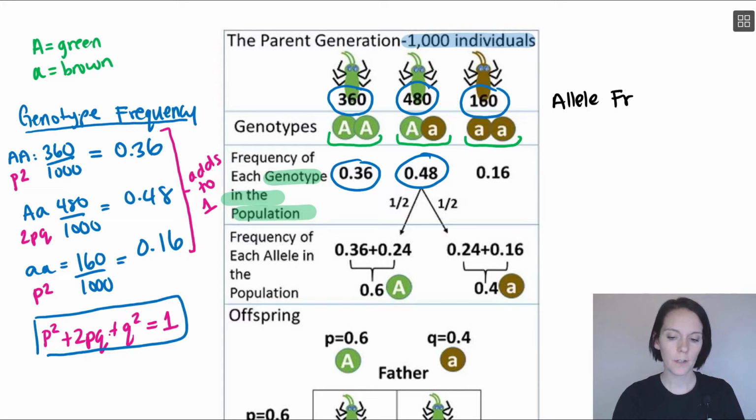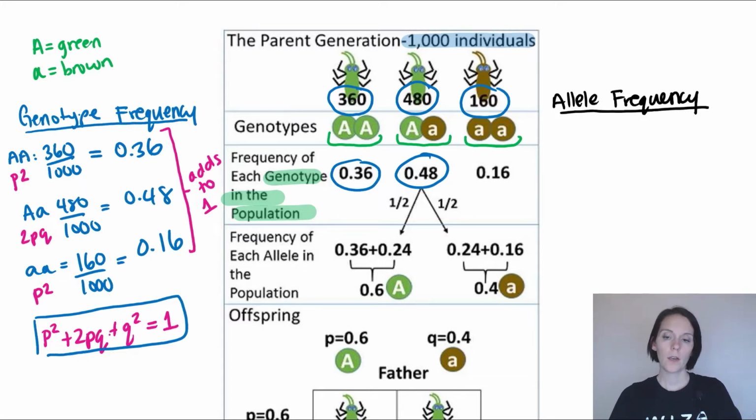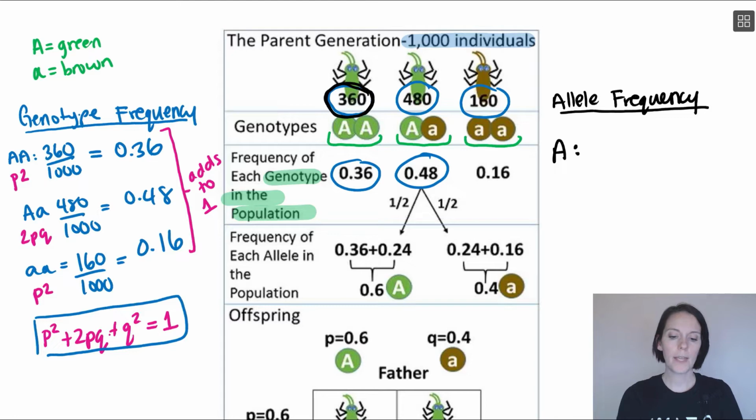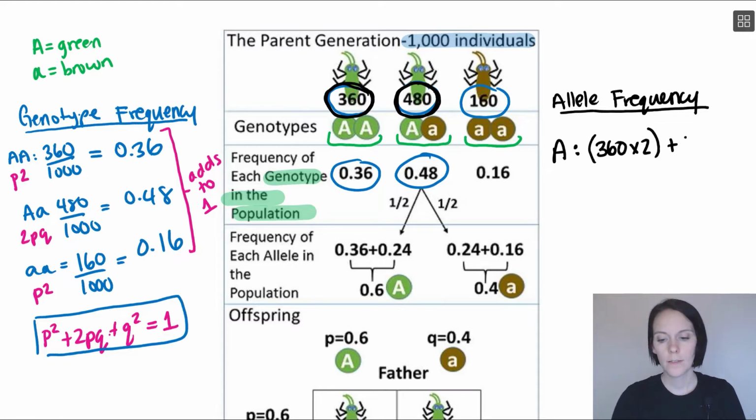So over here, let's calculate our allele frequencies. For the big A allele, we know that we have 360 of these guys, the big A genotype. So we've got 360 individuals, each with 2 big A alleles. We also have these 480 individuals right here, which have just 1 big A. So plus these 480 individuals here.